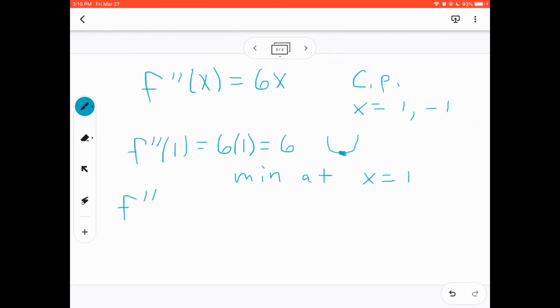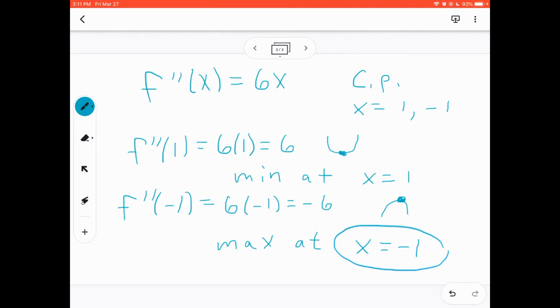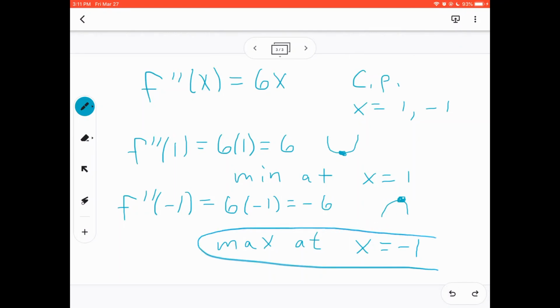Now for f double prime of negative 1, again, it's just 6 times negative 1, which gives us negative 6. So that's concave down. That means we'll have a maximum. So max at, let's see, x equals negative 1. And that's it there. That's the local extrema for this function. And we'll go over harder examples in the next few videos.